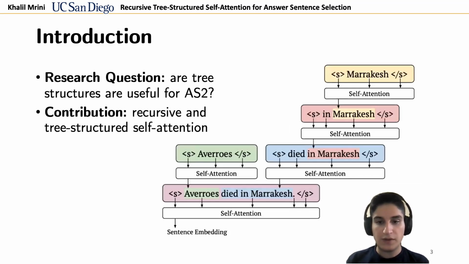So in this paper, we investigate whether tree structures are useful for AS2. We introduce the tree aggregation transformer, a novel recursive and tree-structured self-attention model for answer sentence selection. Our model forms two sentence embeddings, one for the question and one for the candidate sentence, in a bottom-up tree-structured fashion. As you see here in this candidate sentence, Marrakesh, the noun phrase, is then combined into a verb phrase, a prepositional phrase, and then to form the entire sentence embedding.